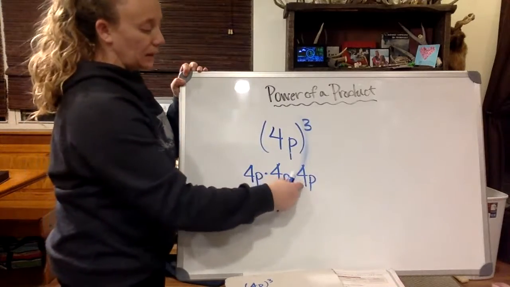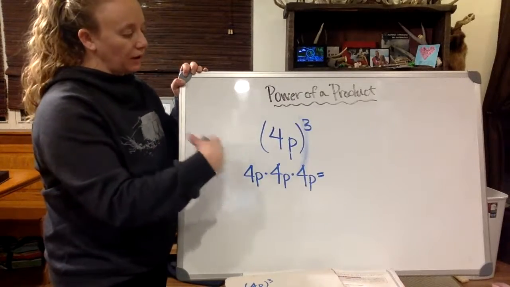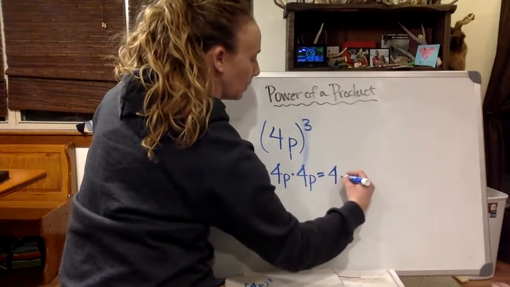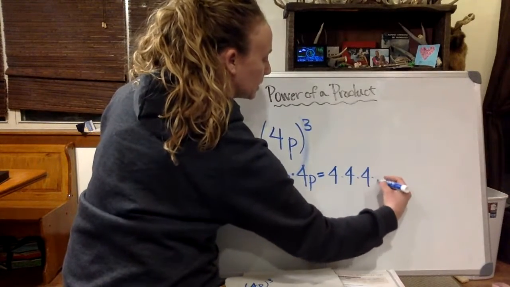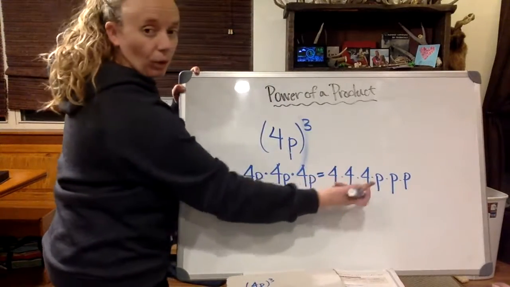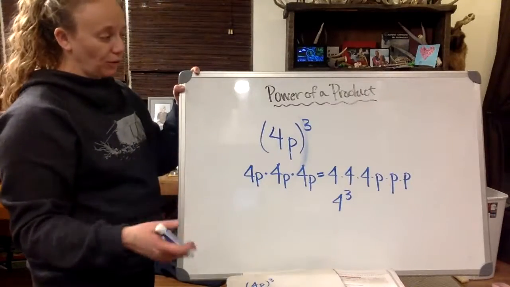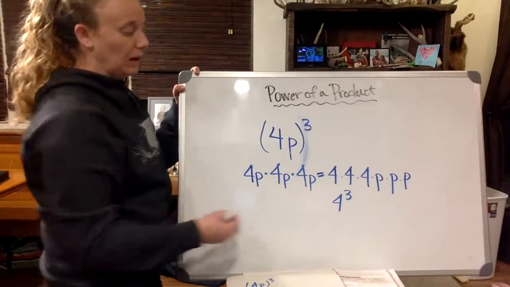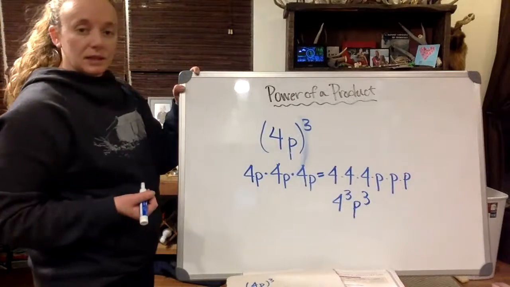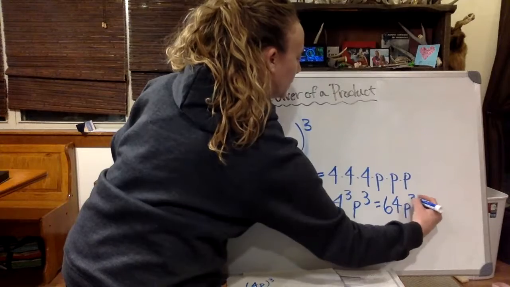So 4p times 4p times 4p, I would technically want to rewrite this so all the numbers are multiplying each other and all the variables are multiplying each other so I can truly see what is happening here. So I would use the commutative property to get the numbers together and get the variables together. So 4 times 4 times 4, I could rewrite that as 4 to the 3rd power, or I could do that math because 4 times 4 times 4 is a number that I can handle. That's 64. And p times p times p, or p to the 3rd. So I can rewrite this as 4 to the 3rd times p to the 3rd, or 64p to the 3rd.